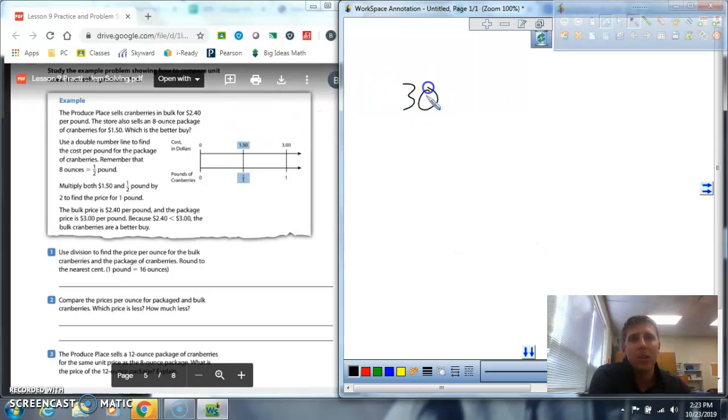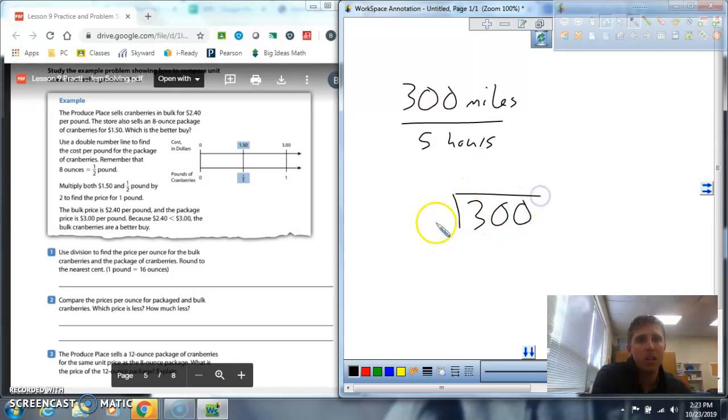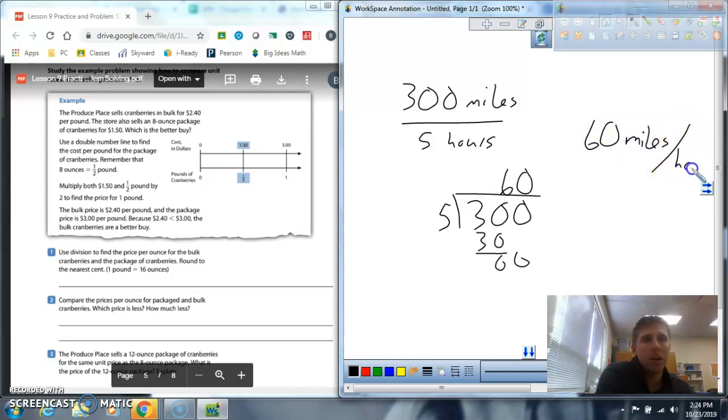Okay, so you'd have 300 miles over 5 hours, and if you do the division of this, 300 divided by 5, 5 goes into 30 6 times, 5 goes into 0 0 times, you get 60, and that would be how many miles per hour. That's why that per means that division, miles per each and every hour. Why is this important to know these unit rates? Okay, why can't you just look at 300 miles in 5 hours?